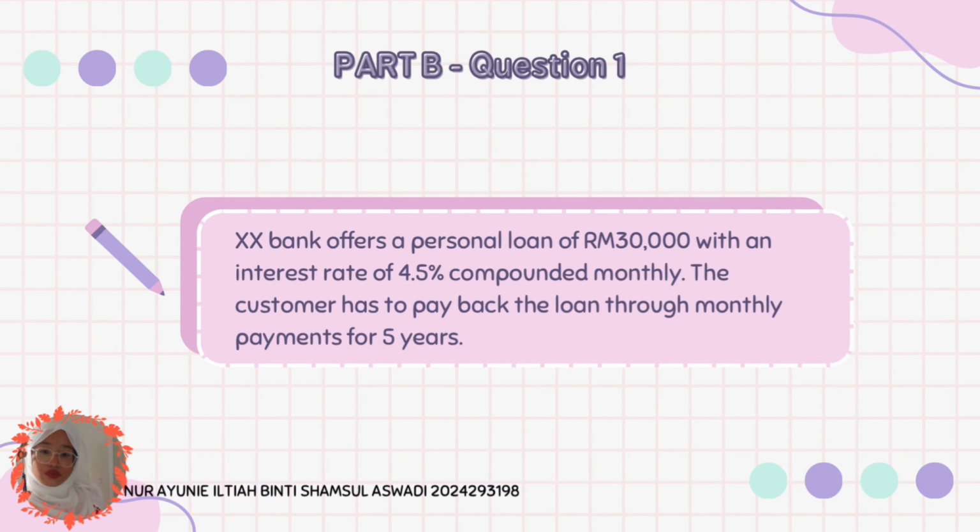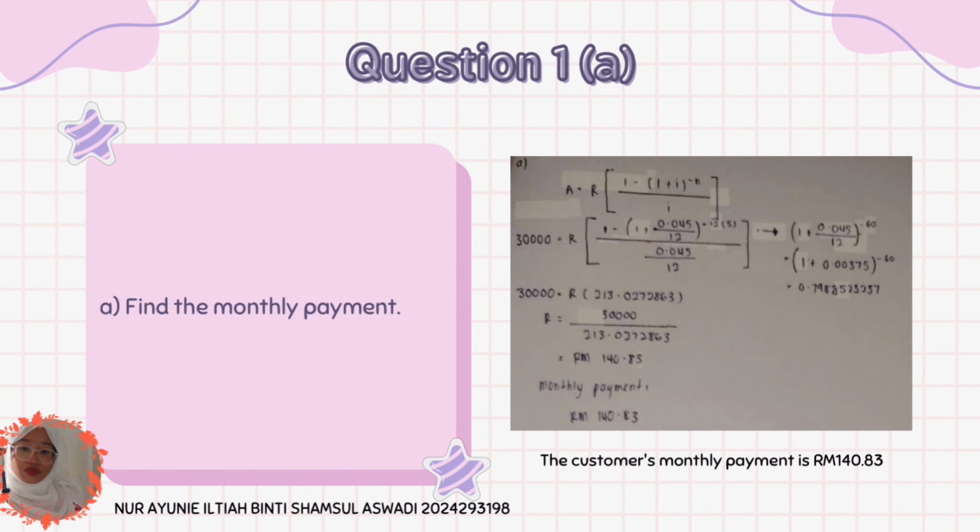Part B, Question 1. XX Bank offers a personal loan of 30,000 ringgit with an interest rate of 4.5% compounded monthly. The customer has to pay back the loan through monthly payments for 5 years. Question 1A. Find the monthly payment.